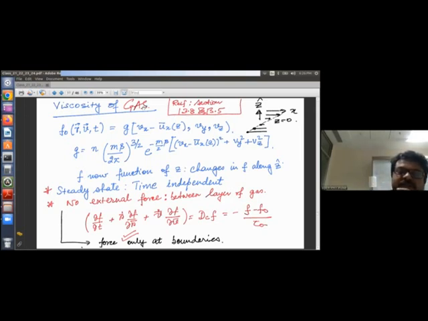Anyway, so with this in mind, we're talking about the Boltzmann transport equation, which basically looks like this, right? This is the collision term, and we are using the exponential relaxation time approximation.